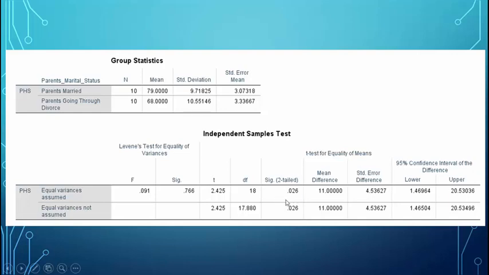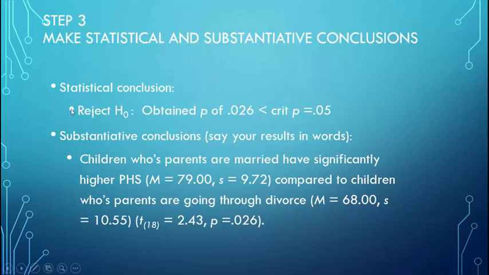So if I had asked you to test this at the 0.01 level, then instead of rejecting the null, we would actually accept the null, because our obtained p of 0.026 is greater than the critical p of 0.01. And substantively, we would say there is no statistically significant difference in physical health score for children whose parents are married, compared to children whose parents are going through divorce, and you'd give this data. t with 18 degrees of freedom is equal to 2.43, none of that changed. And here you would just say p is greater than 0.01.